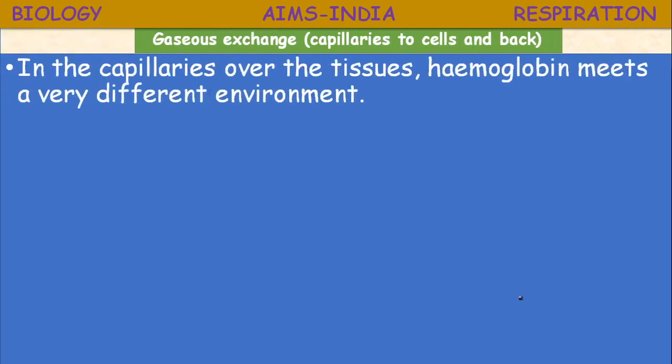The gaseous exchange, again, continuation. Gaseous exchange, capillaries to cells and back. In the transport of gases, the introduction is completed. Let us enter into the main concept. In the capillaries, over the tissues, hemoglobin meets a very different environment.